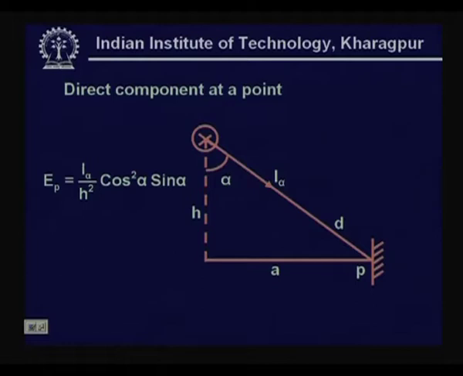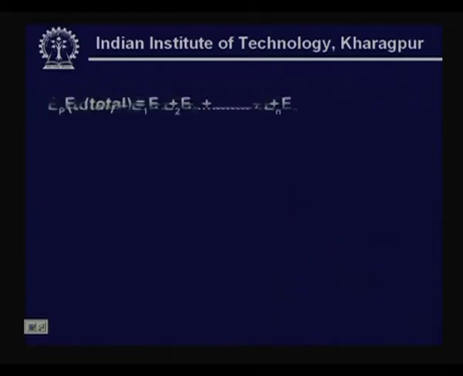So, again we go back to the photometric laws. The direct component on a vertical plane at a point P, when the line joining the point source to P makes an angle alpha with the vertical to the ground, we get EP in terms of I over H squared cos squared alpha sin alpha. This was from the cosine law of illumination which we saw in photometry.